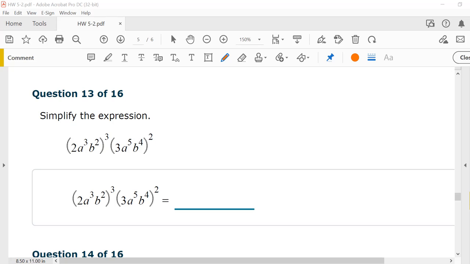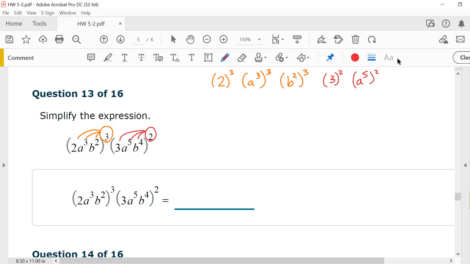Number 13. First thing I see is this cubed. I need to give it to everybody. So I have 2 cubed, a cubed cubed, b squared cubed. Now for the second one, this squared I need to give to everybody. So I have 3 squared, a to the 5th squared, and b to the 4th squared.